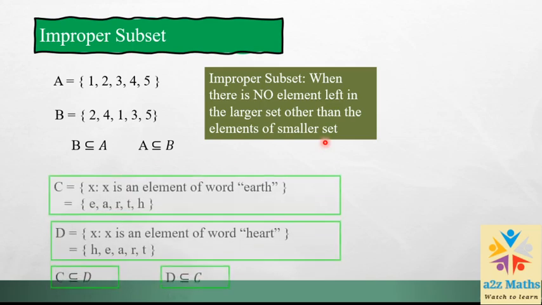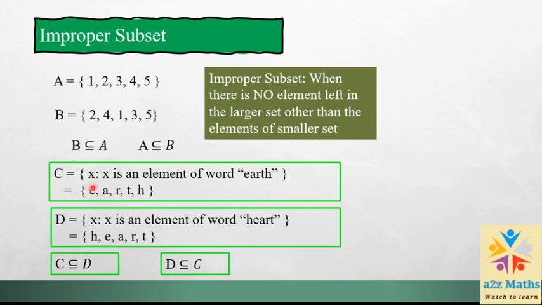Okay, we take another example. For example, set C is the set of elements of the word earth, so it means it is EARTH. These are the elements. And set D is the set of elements of the word heart, HEART. And if you see, both of these have exactly the same elements. So we can say that C is an improper subset of D, and D is also an improper subset of C. So both of these are improper subsets of each other.